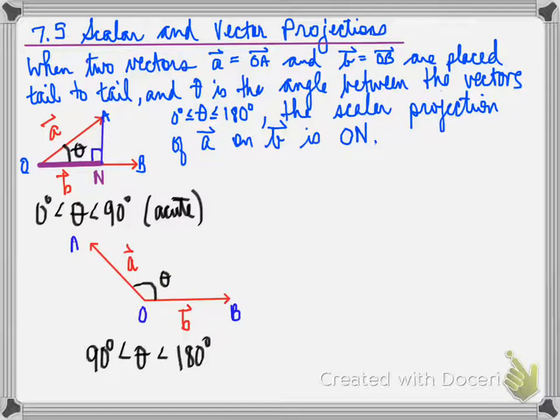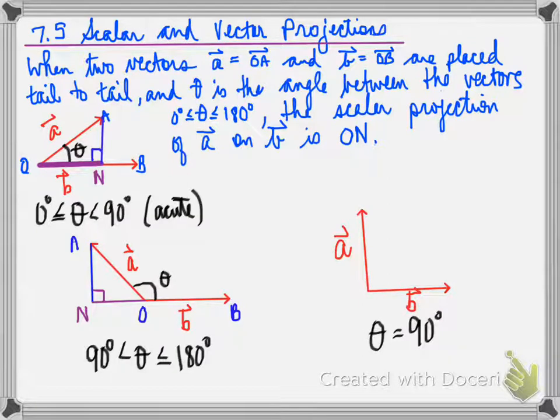What happens if it's obtuse? Well, looking at the next diagram, you see that vector A is a projection onto B where theta is between 90 and 180. That projection is an extension of B, so O to N is an extension of B such that A projects onto B at a right angle. Finally, what happens if theta is equal to 90 degrees? Well, the value of ON there is equal to 0 because it is already at a 90-degree angle.